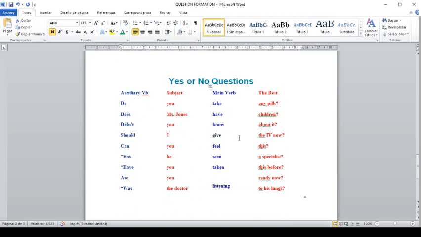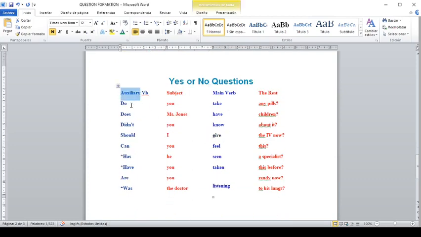And then we have yes or no questions. They begin with an auxiliary verb like do, does, didn't, should, can, etc. Subject, main verb, and the rest. Do you take any pills? Does Mrs. Jones have any children? Didn't you know about it?